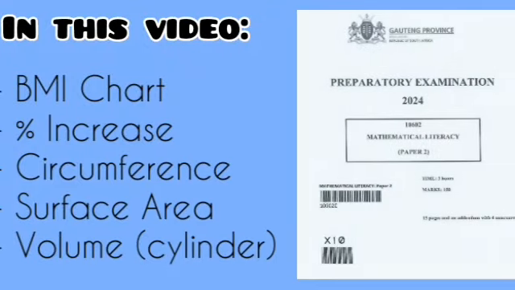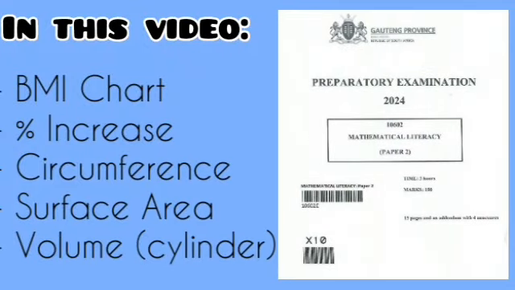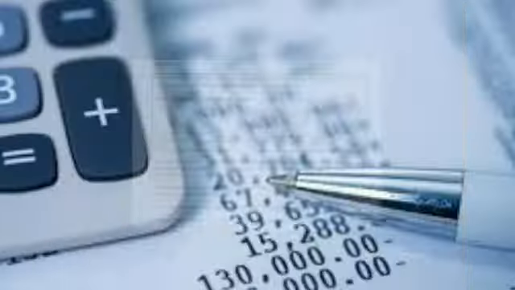In this question paper, we are looking at the 2024 preparatory exam paper. We are in paper 2, question 3, that deals with BMI and measurement. So we are looking at a BMI chart, how to calculate the percentage increase, how to calculate a circumference, and then we are also looking at the surface area of a cylinder and the volume of a cylinder.